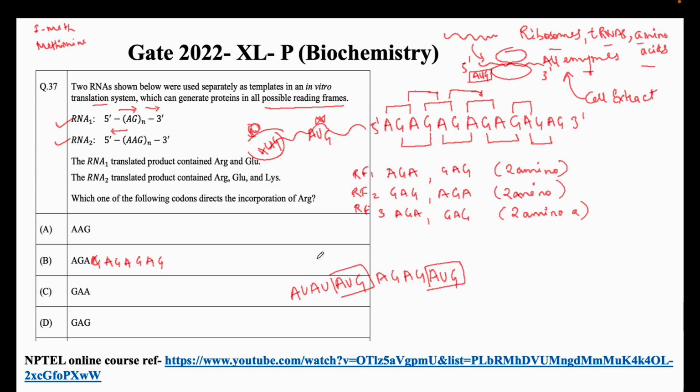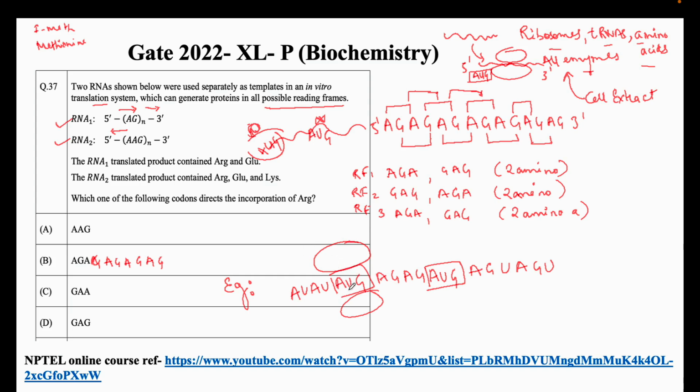If the ribosome recognizes this AUG, I again have AGU, AGU. This is just an example, a simple example of why the reading frames will be different.